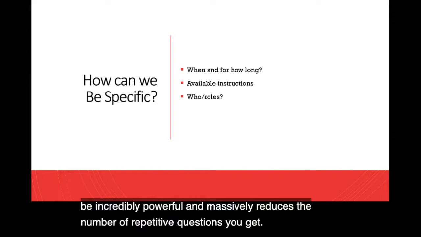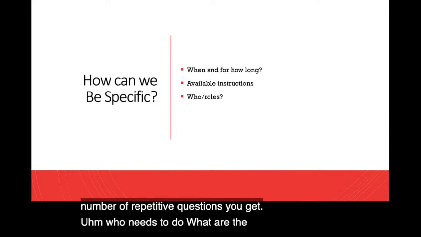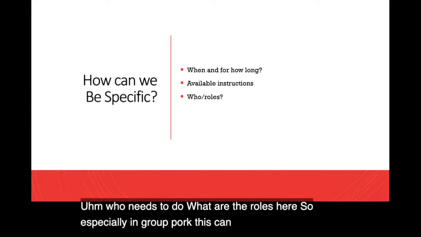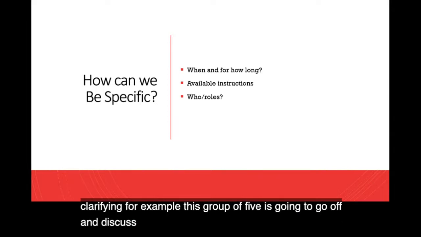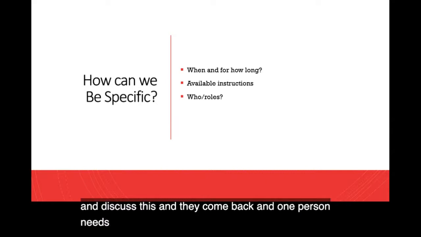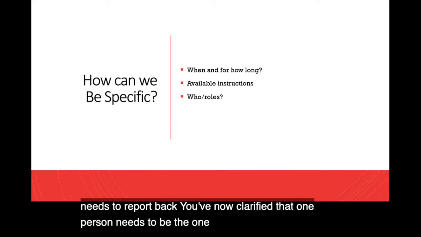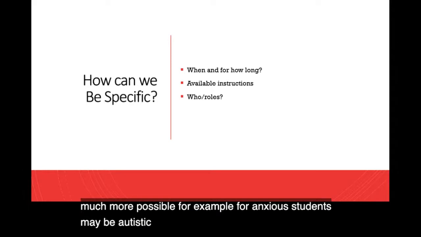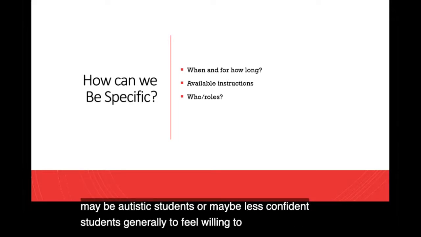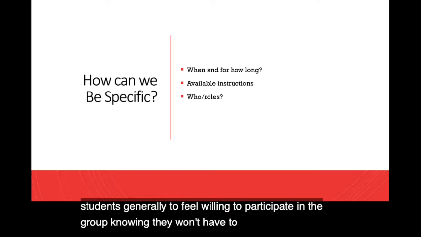Who needs to do what? What are the roles here? Especially in group work, this can be really important. So clarifying, for example, this group of five is going to go off and discuss this, and they come back and one person needs to report back. You've now clarified that one person needs to be the one presenting. Which makes it much more possible, for example, for anxious students, maybe autistic students, or maybe less confident students generally, to feel willing to participate in the group, knowing they won't have to present back to the whole class.